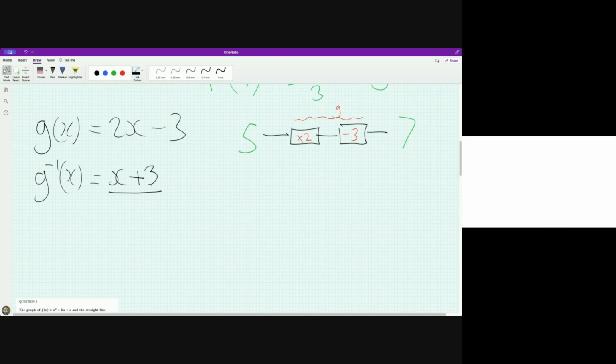Oh, Tamir said add 3 and divide by 2. I completely agree with you. Okay, so this is the inverse function. Can you write this for me in the standard form of a straight line? So this is completely correct. It's the inverse, but can we write it in a format that we're more used to with straight lines?